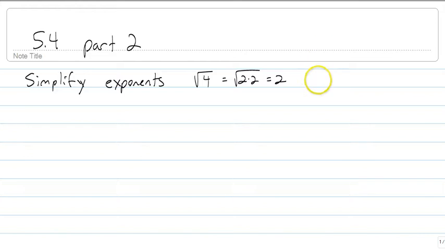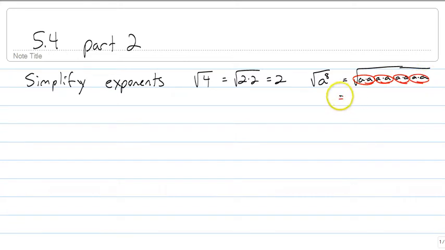For example, if I have the square root of a to the 8th, that's the same thing as saying the square root of a times a times a times a, 8 a's. Well, how many pairs of a's do I have? You should hopefully see that there are 4 perfect pairs of a's. So that means this simplifies to be a to the 4th power, because 4 of them come out. Alright, and what do you notice about the exponent? You're basically dividing the exponent by 2.